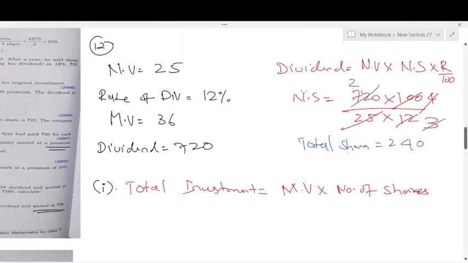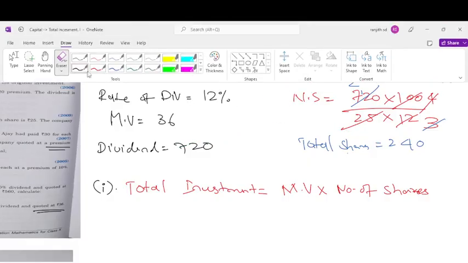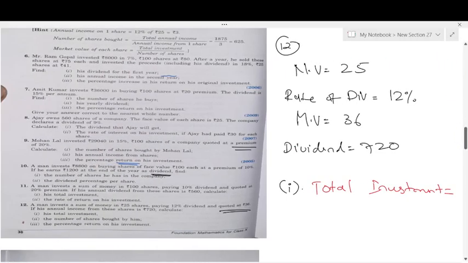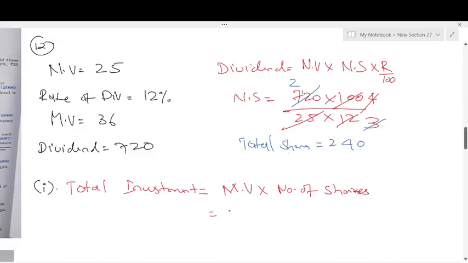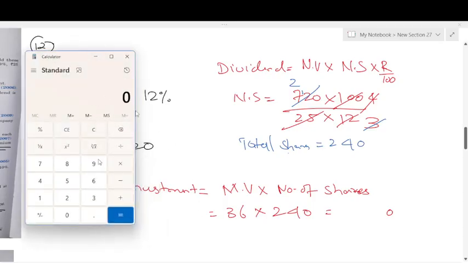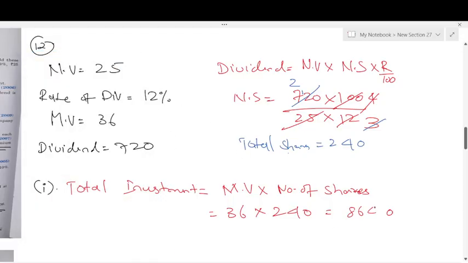You won't get marks for this calculation, students. Remember, no marks for this. Hardly you might get half a mark. I've given 3 sub questions here. Only these 3 sub questions will get the marks. The total investment is number of shares into market value. 36 into 240. How much is 36 into 240? Still doing it? 8,640 is the total investment.